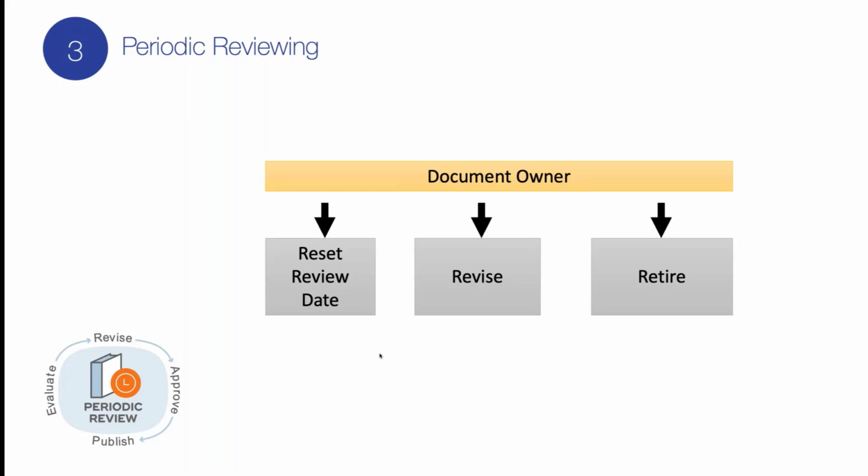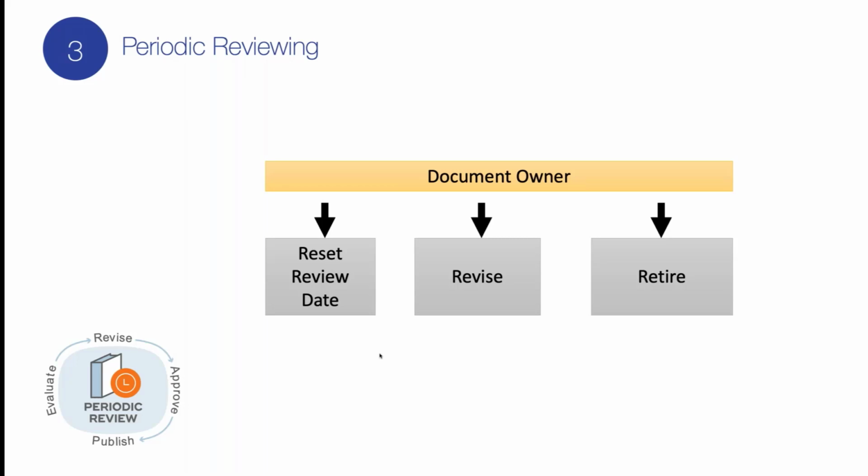One is to reset the review date. What that means is the document owner examines the document and sees no change in circumstance within the organization that means this document needs to be revised or retired. So the document owner will specify either a new review cycle or leave it alone and just reset the review date. So then in our example, the following year, you'll have another automatic periodic review.